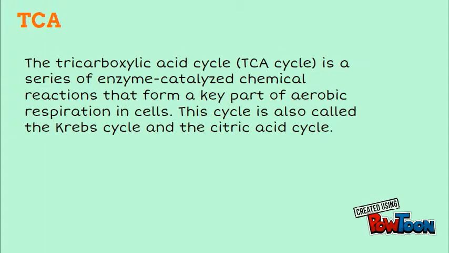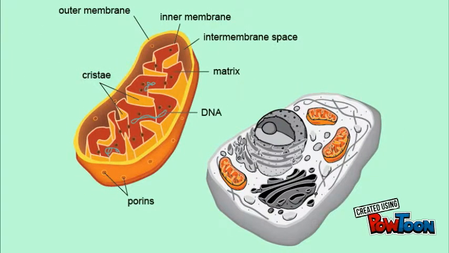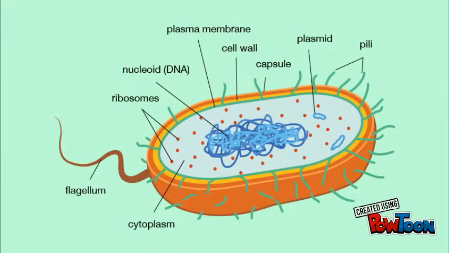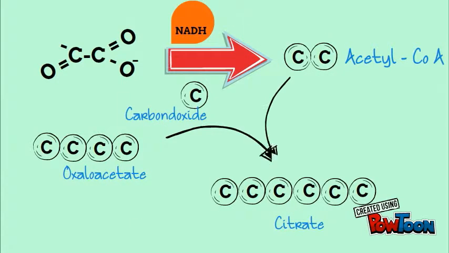The tricarboxylic acid cycle or TCA cycle is a series of enzyme-catalyzed chemical reactions that form a key part of aerobic respiration in cells. This cycle is also called the Krebs cycle and the citric acid cycle. In eukaryotic cells, citric acid cycle occurs in matrix of the mitochondria. In prokaryotic cells it occurs in cytosol. The primary substrate for the TCA cycle is pyruvate, which was produced in glycolysis. This pyruvate gets converted to acetyl-CoA simultaneously.